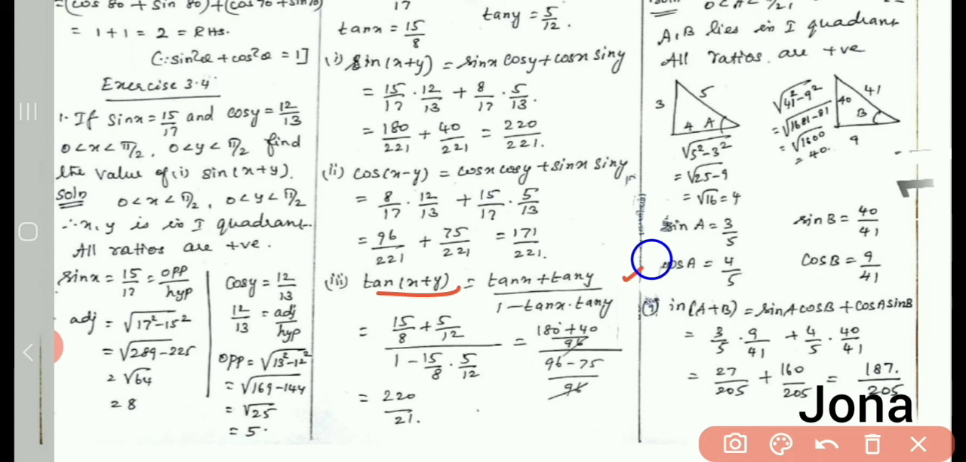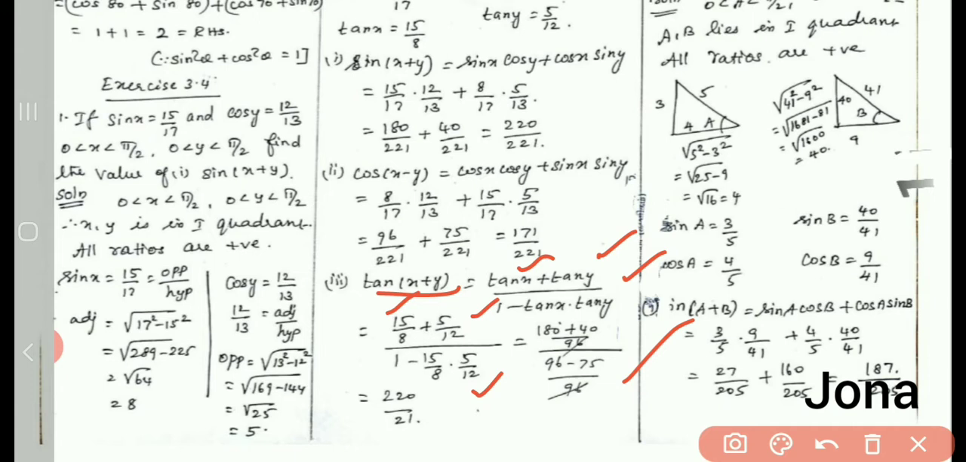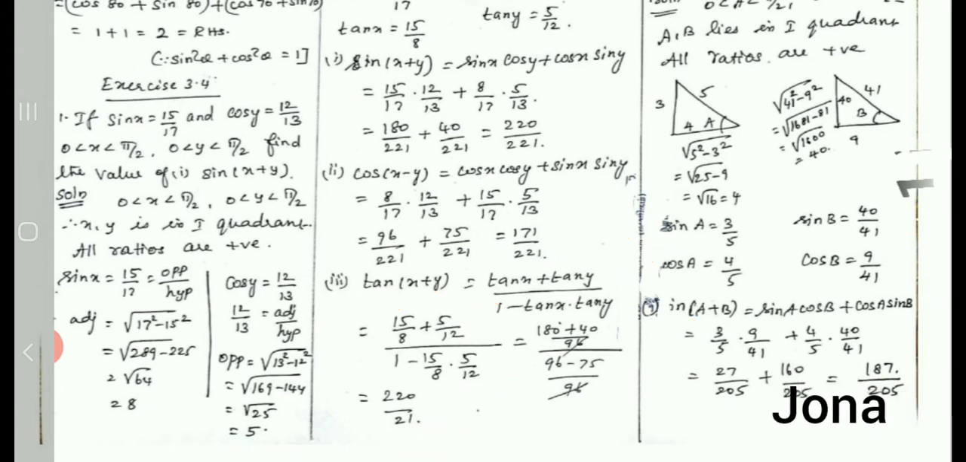The next one, tan of x plus y. The formula is tan x plus tan y divided by 1 minus tan x tan y. So here also we want to substitute the value of tan x is 15 by 8 and tan y is 5 by 12 and then denominator 1 minus 15 by 8 into 5 by 12. So we have to simplify, the answer is 220 by 21. Okay.